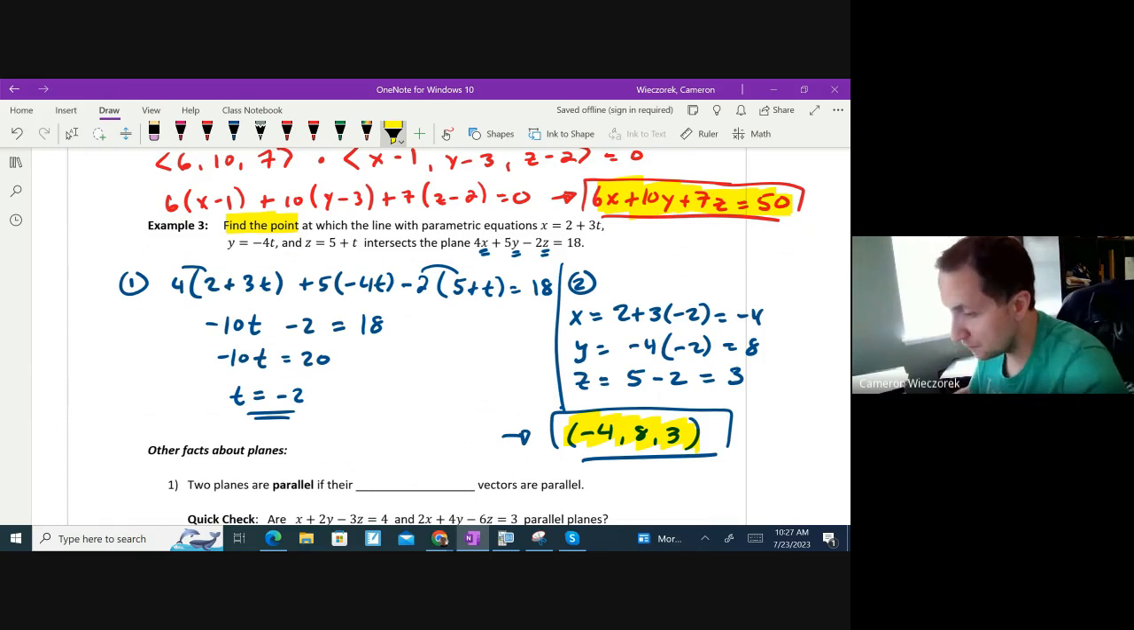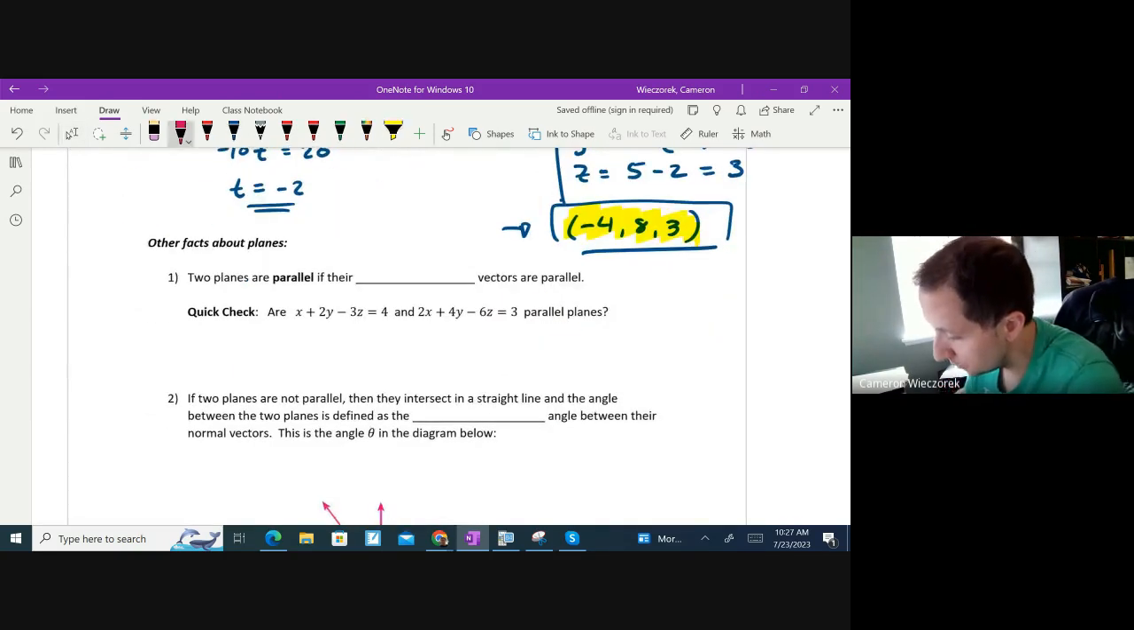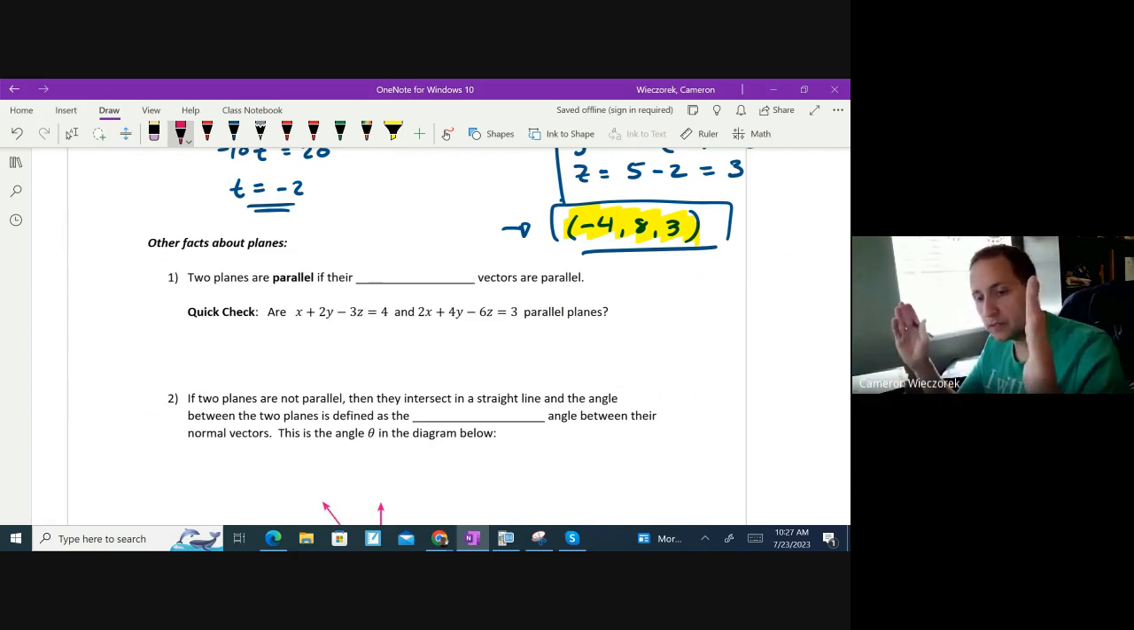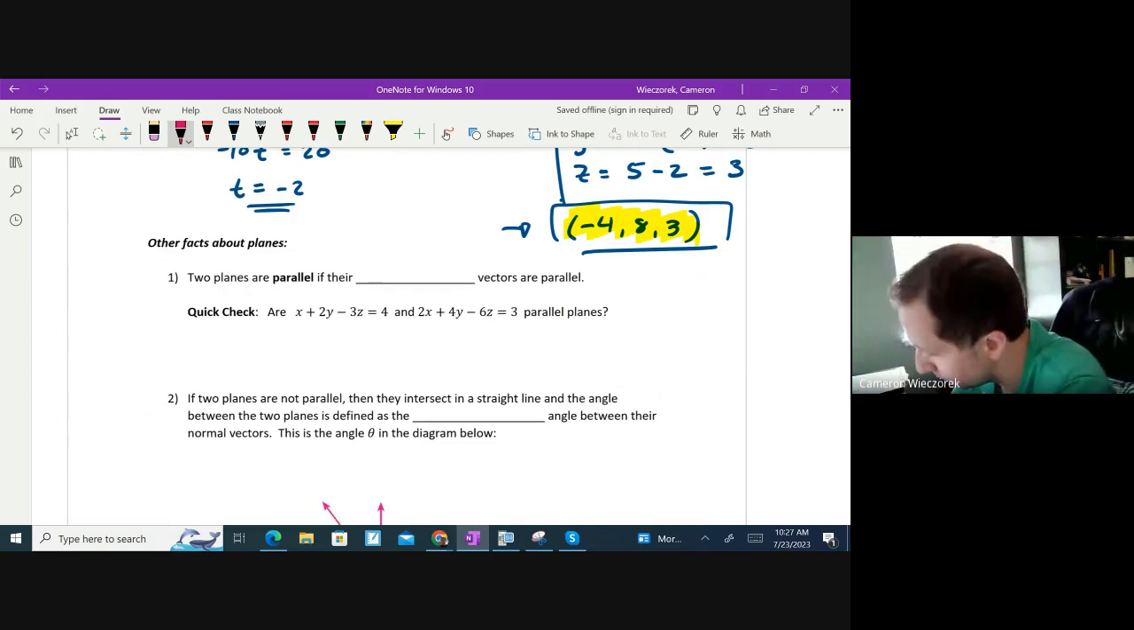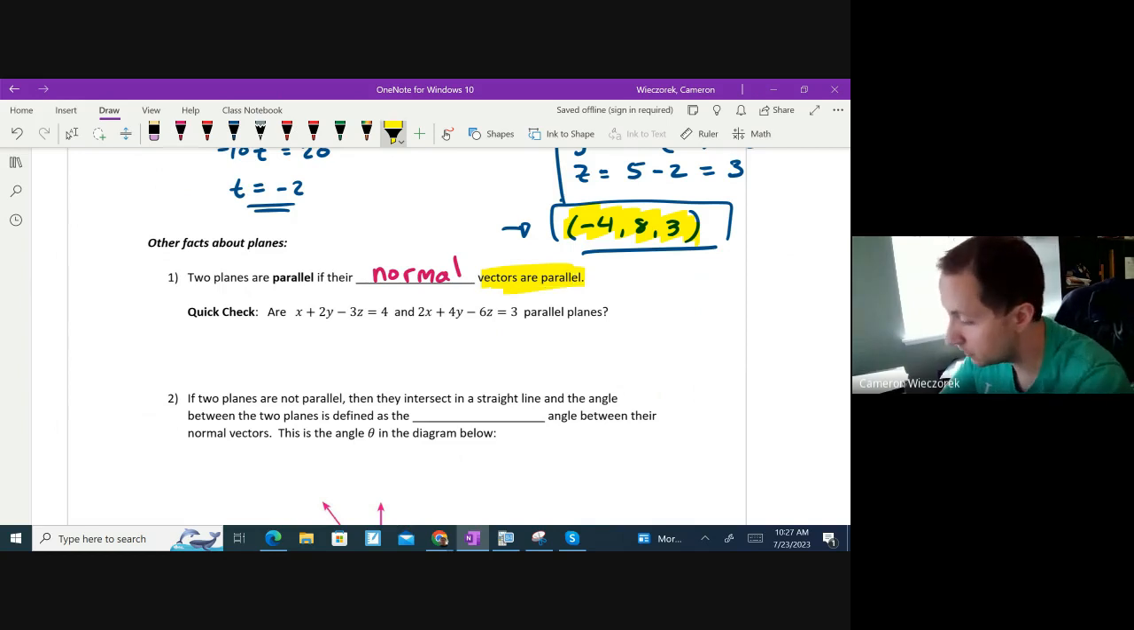Okay, other facts about planes. We'll have some questions we see that deal with this. Parallel planes, so planes that don't intersect. If 2 planes are parallel, that would mean that their normal vectors have to be moving in the same direction. So their normal vectors would have to be parallel to each other. How do we check that? We check to see if the normal vectors are scalar multiples of each other. That's how we check in general if vectors are parallel.